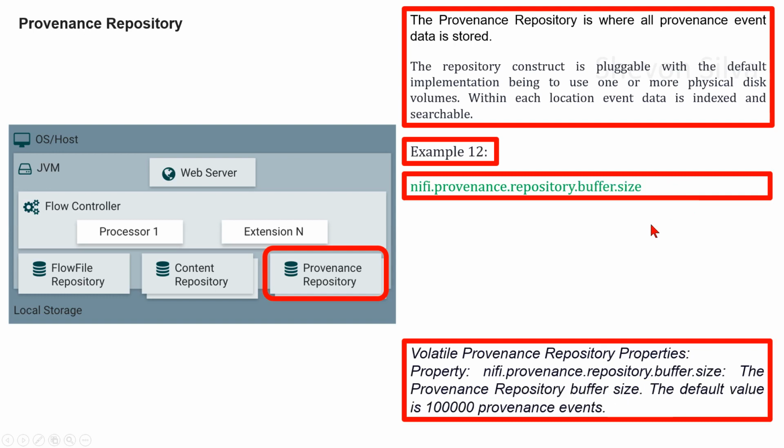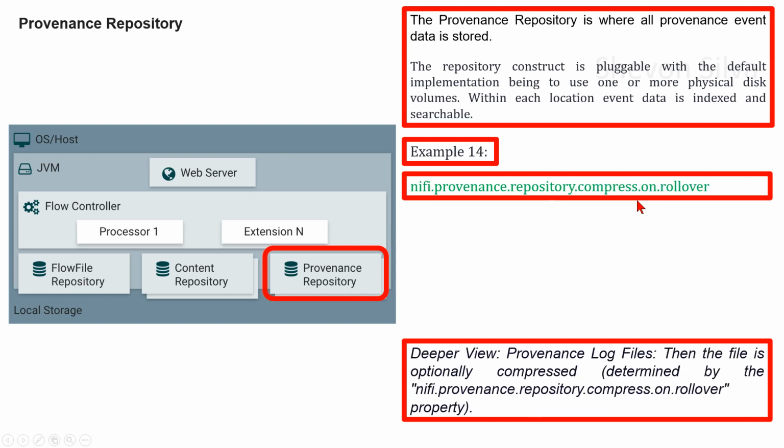Now we are considering volatile Provenance repository properties. The property nifi.provenance.repository.buffer.size is the Provenance repository buffer size. The default value is 100,000 Provenance events.